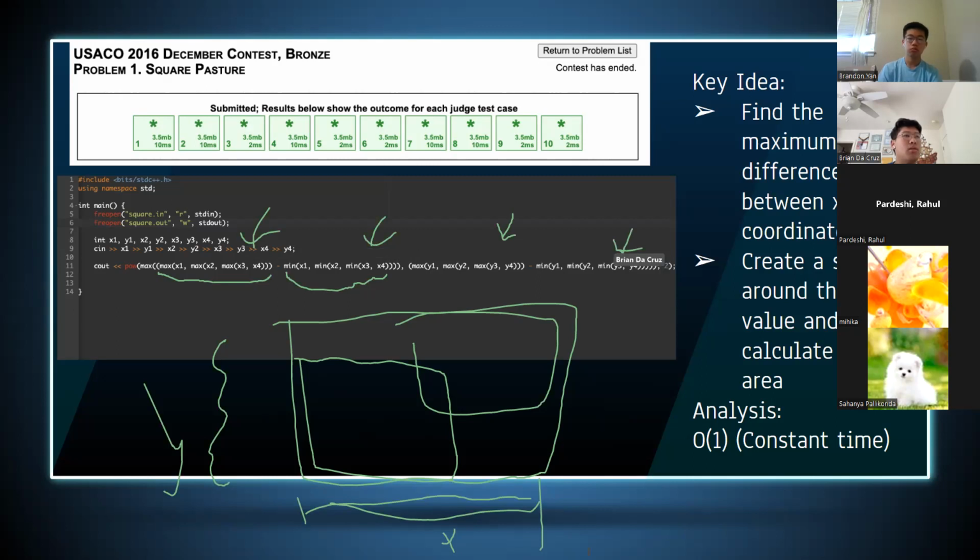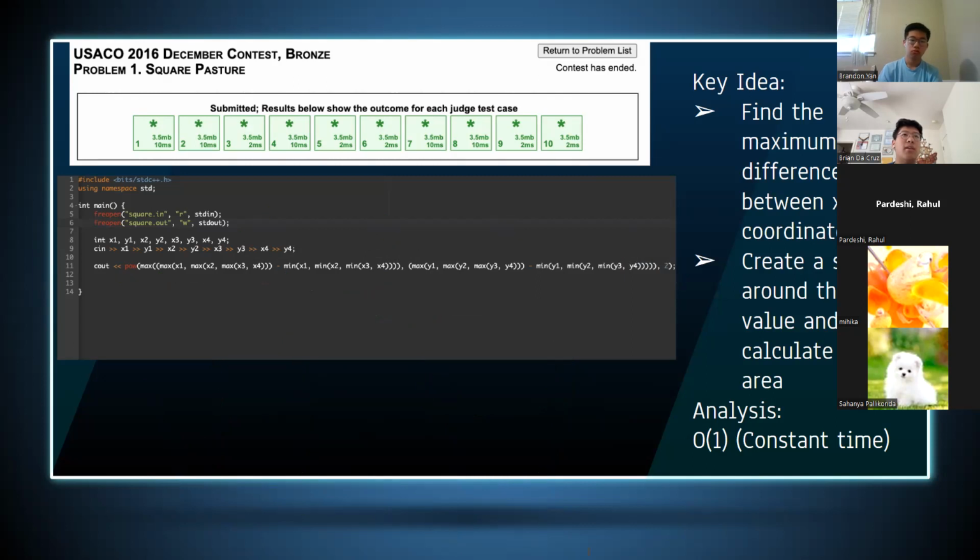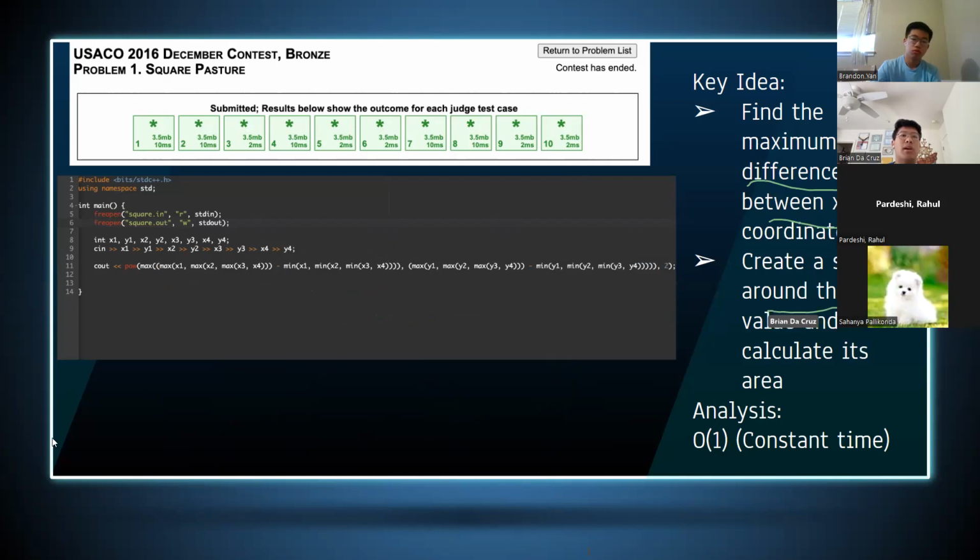And then I'm going to just square the value of the maximum between x and y to get the total area of the square. So as you can see in the key idea, find the maximum difference between the x and y coordinates, create a square around this max value, and just calculate its area by doing the length squared. And again, this is going to run in O of 1 time because all we're doing here is doing comparisons. You can say each of these is an operation, right? O of 1 basically means one operation.